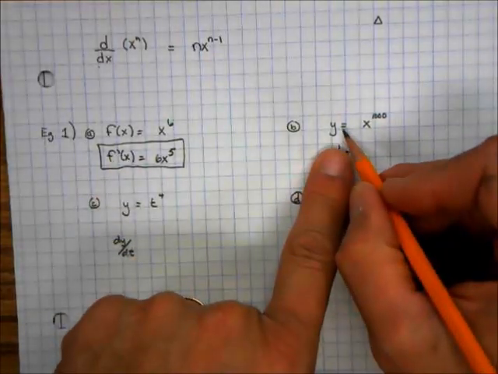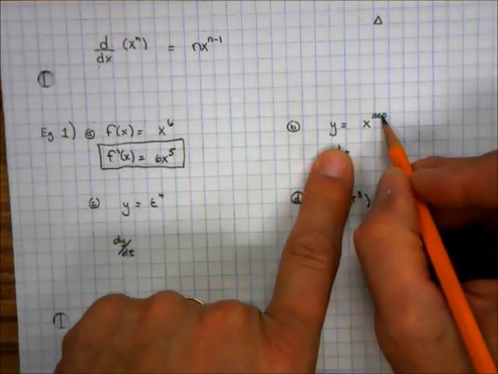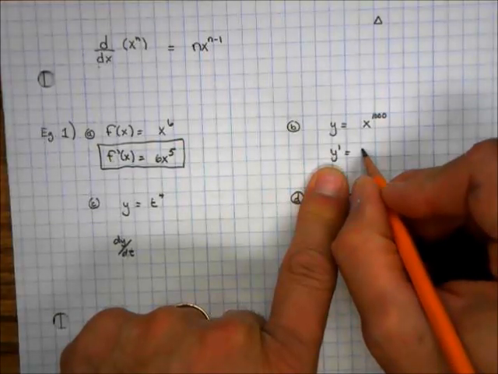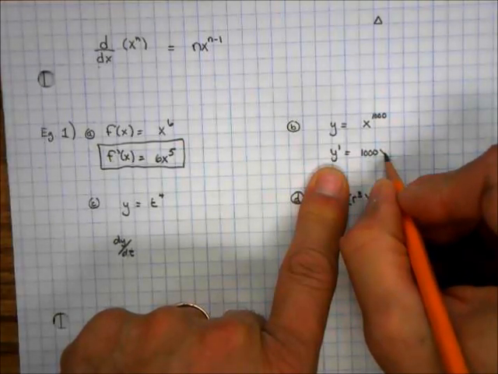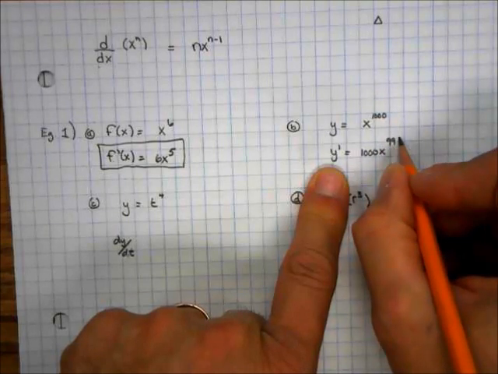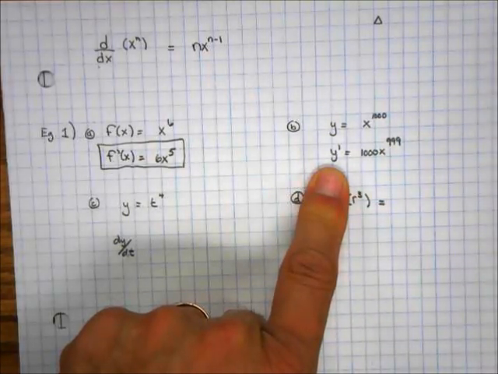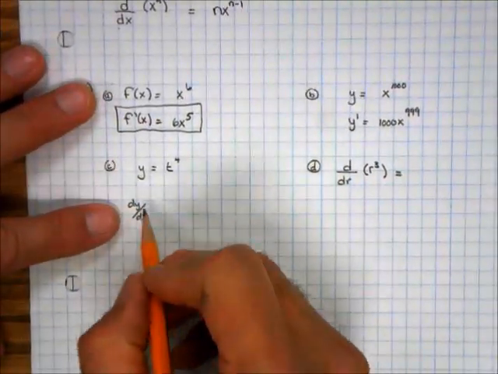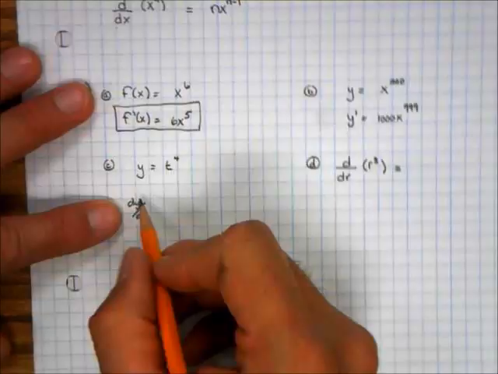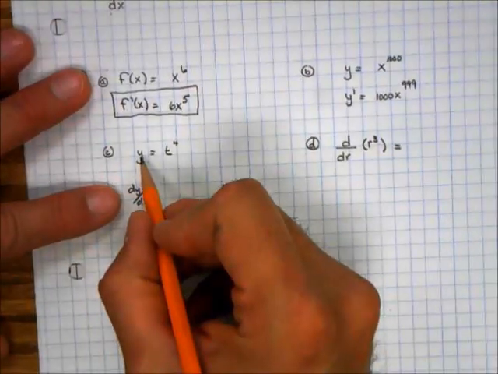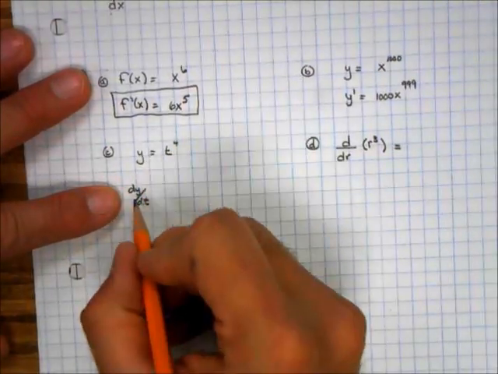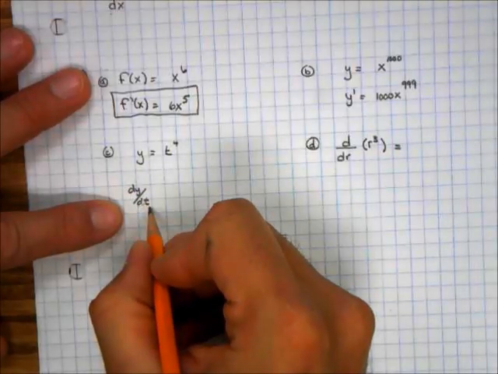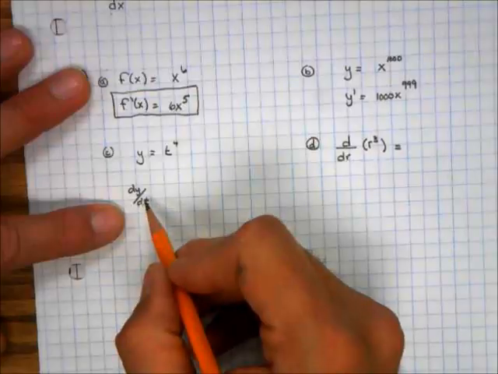Same thing here. If y is equal to x to the 1,000, then y prime means derivative, and that's 1,000 x to the 999. That's the derivative. Okay? Another way that you'll see the derivative asked for is this. If y equals t to the 4th, they'll ask, how does y change with respect to t? That's another way the derivative is denoted.